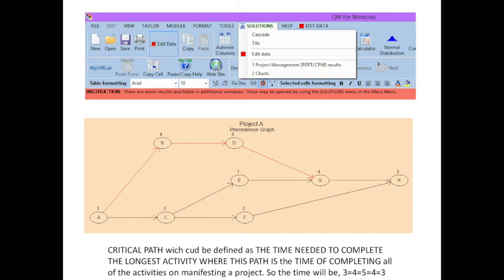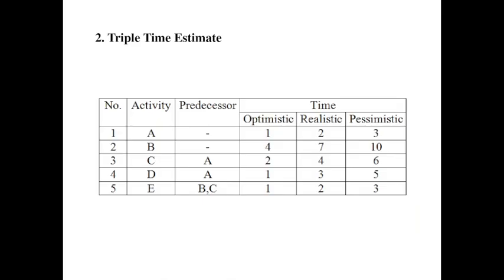So let's just move to the second example. Triple time estimate. In this, we will find optimistic, realistic, and pessimistic time. Optimistic time, with proxy O, could be defined as the time of activity if all of the activities run without delays. Realistic time, with proxy R, is the time of activity that occurs when the activity is carried out in normal conditions and certain acceptable delays. Meanwhile, pessimistic time, with proxy P, is the time of activities that occurs when obstacles and delays exceed expectations.